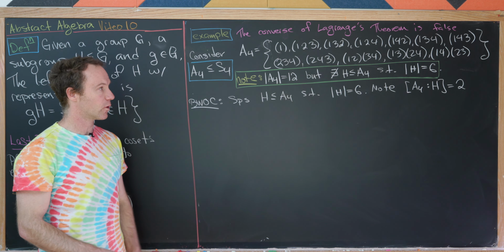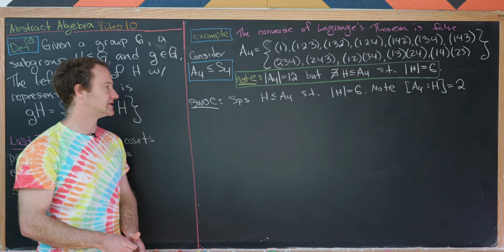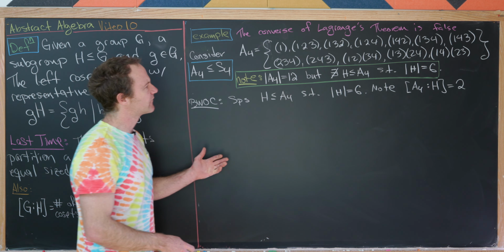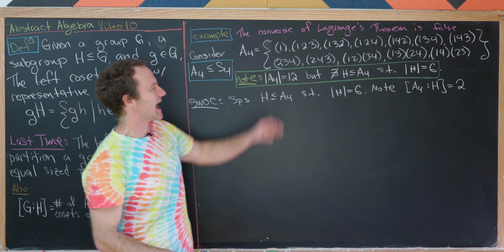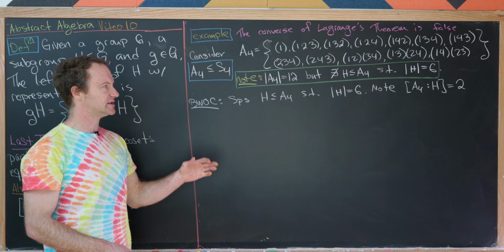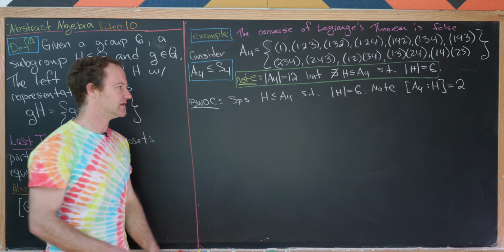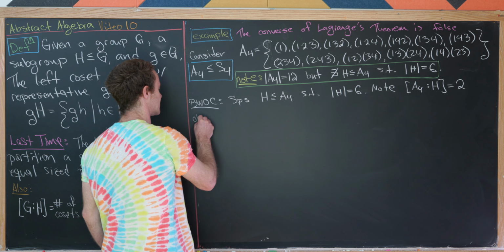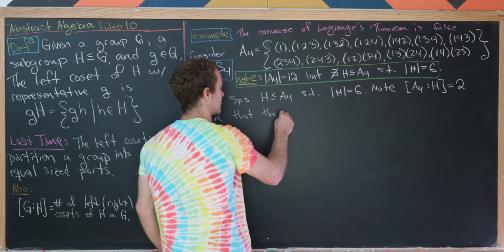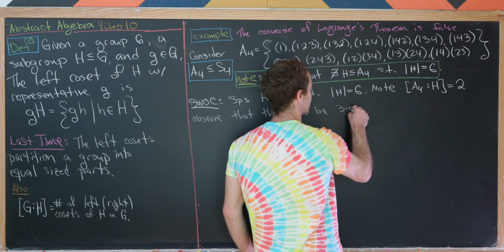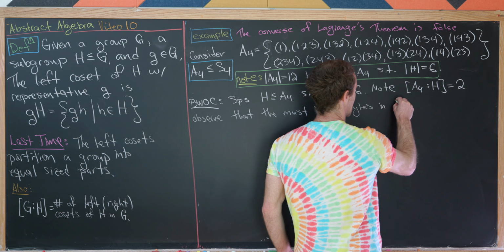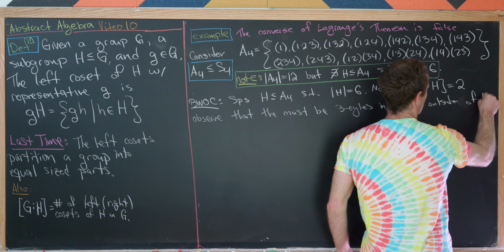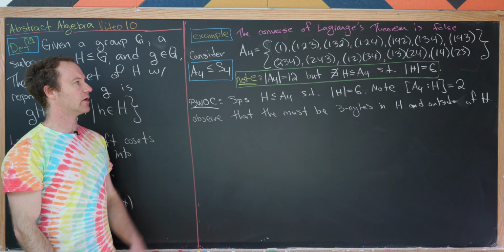But if there are only 4 that are not 3 cycles, that means that H must contain a 3 cycle. And furthermore, A4 has 8 3 cycles, so that means there must be a 3 cycle outside of H as well. So let's maybe make that observation here. So observe that there must be 3 cycles in H and outside of H. So that's by just that counting argument there.